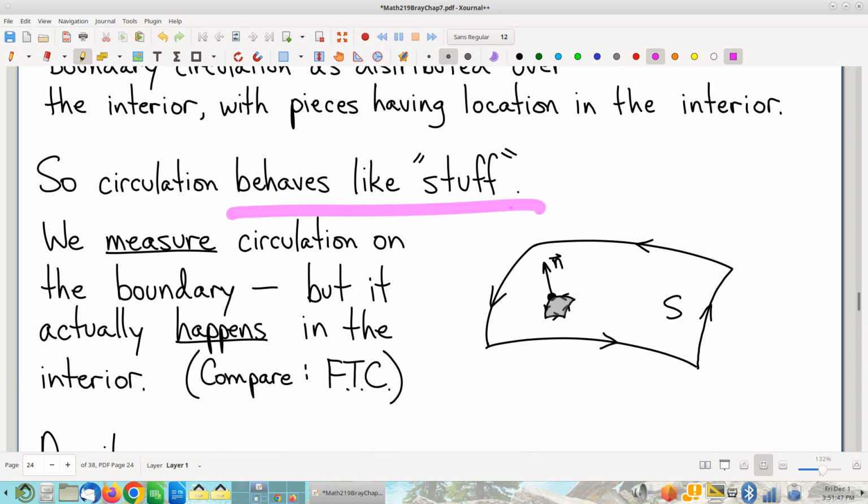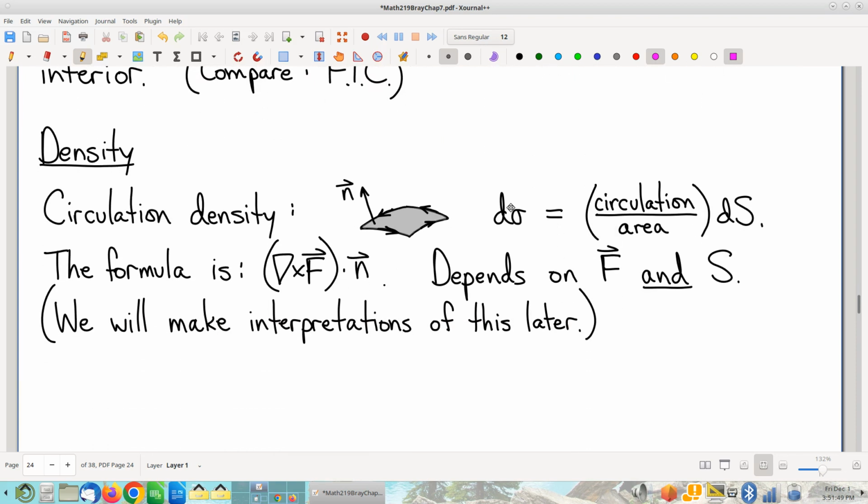It behaves like a stuff, kind of like mass. And so we can talk about the corresponding density: how much of that accumulating quantity called circulation, which again happens in the interior, how much of that is there per unit size, in this case area? Namely, how big is that little piece of surface? Circulation per unit area, pretty natural thing to call circulation density.